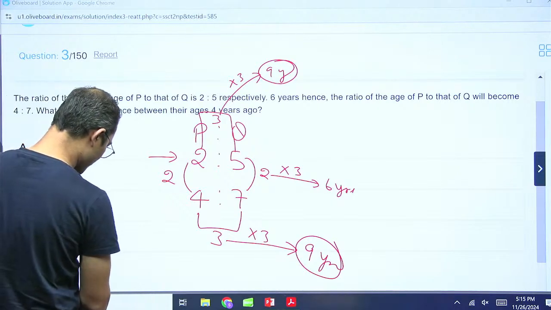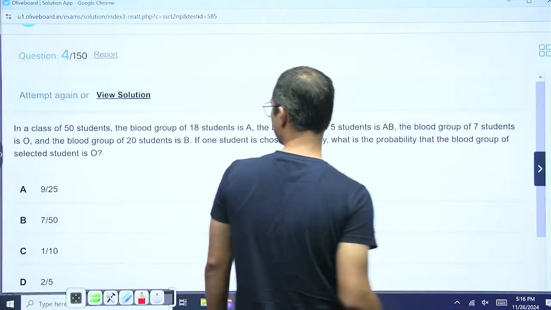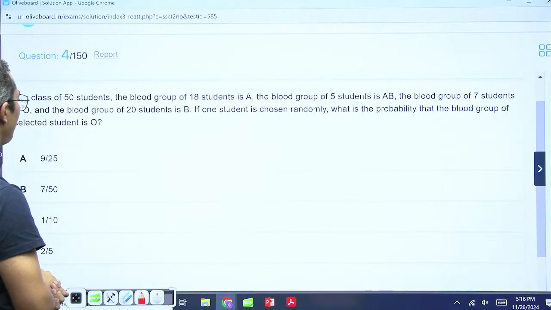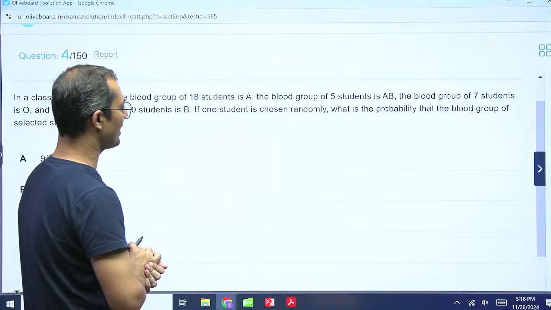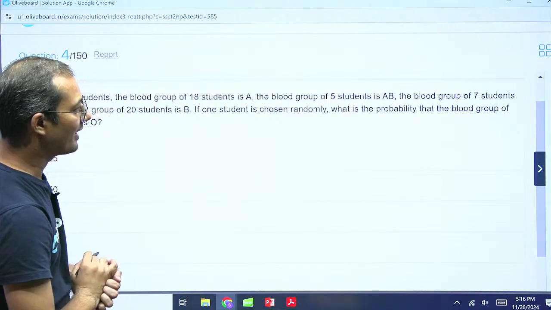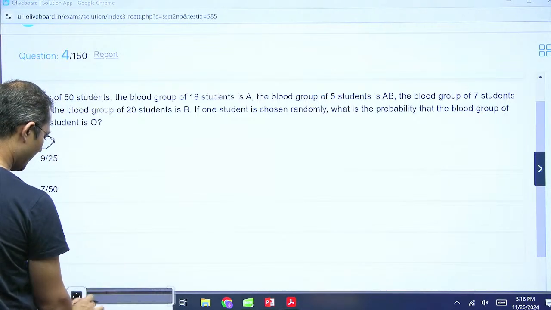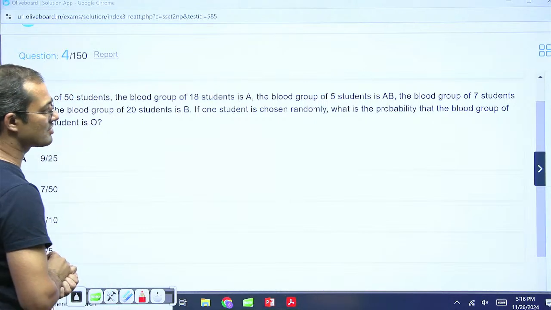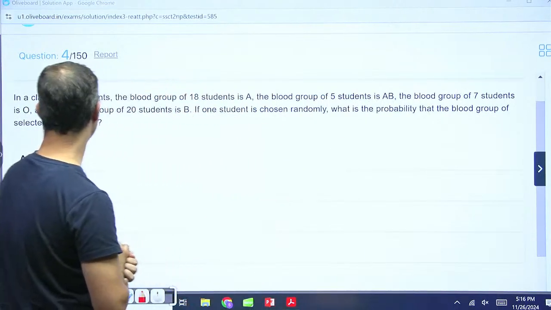Moving to the next question. Tell me what is the answer for this question. In a class of 50 students, the blood group of 18 students is A, the blood group of 5 students is AB, the blood group of 7 students is O, and the blood group of 20 students is B. If one student is chosen at random, what is the probability of blood group O?